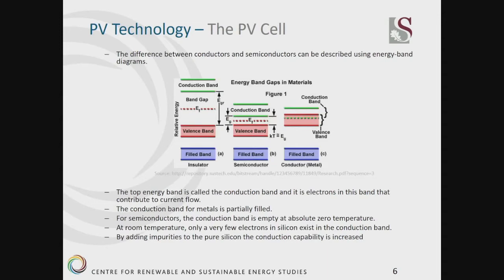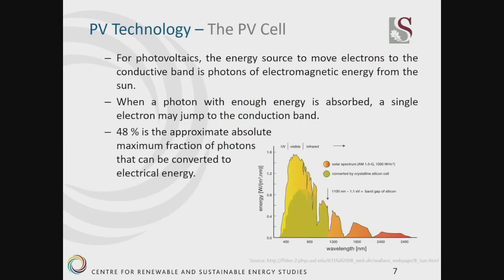At room temperature, only a few electrons in silicon exist in the conduction band, but by adding impurities to the pure silicon, the conduction capability is increased. For photovoltaics, the energy source to move electrons to the conduction band is photons of electromagnetic energy from the sun. When a photon with enough energy is absorbed, a single electron may jump to the conduction band. 48% is the approximate absolute maximum fraction of photons that can be converted to electrical energy.